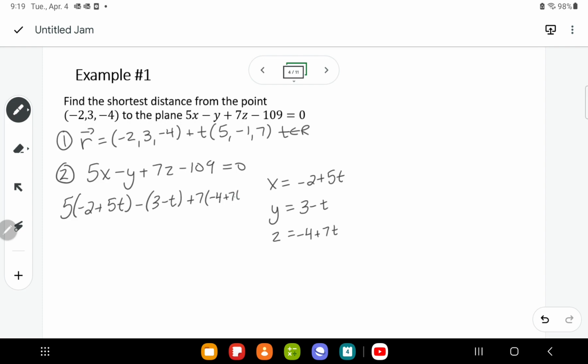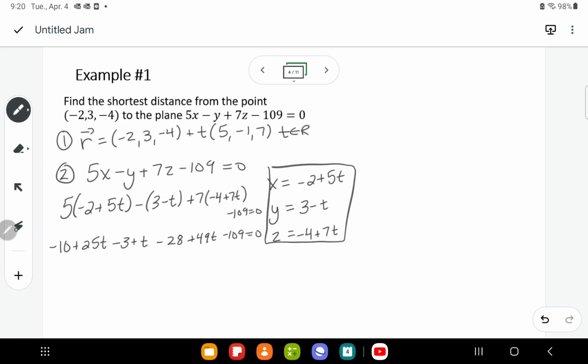Running a little bit out of space. Minus 109 equals 0. Kind of really squeezing that in. Okay. So here I've got negative 10 plus 25t minus 3 plus t minus 28 plus 49t minus 109 equals 0. So hopefully I will get some kind of nice numbers here. How many t's do I have? 25 plus 1 plus 49. So I have 75t, and then the number parts, I've got negative 109, minus 3, minus 28, and negative 10. So all those negatives, that's 119, 122. I think that's minus 150 equals 0.